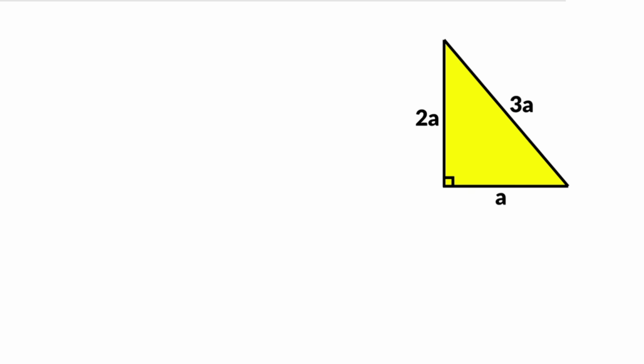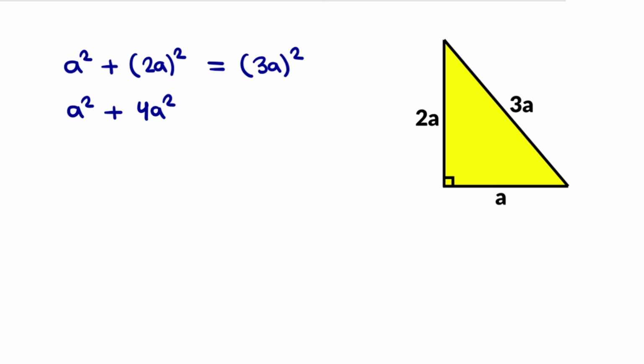Let's start with the Pythagorean theorem. For a right triangle, base squared plus height squared equals hypotenuse squared. So we have a squared plus the quantity 2a squared equals the quantity 3a squared. Now simplify. 2a squared is 4a squared, and 3a squared is 9a squared. So a squared plus 4a squared equals 9a squared.